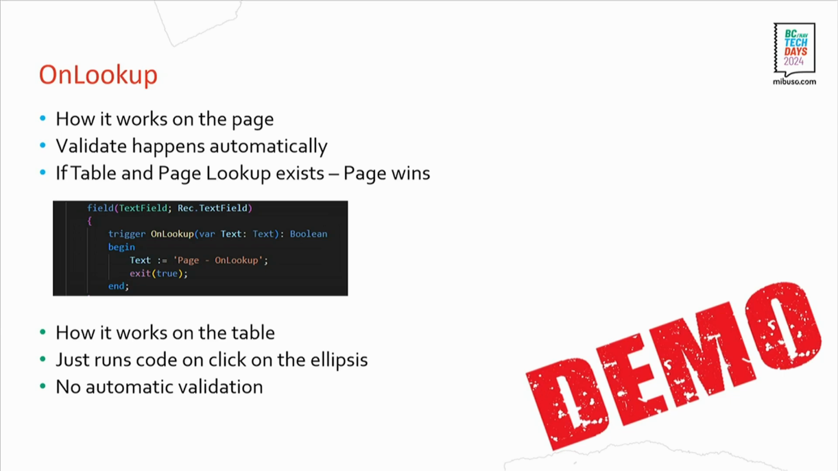And on the table, it just works as you would expect. There is the trigger, you put code in there, it gets executed when you click on the ellipsis. And I think we can demo that as well, right? Yeah, we can.